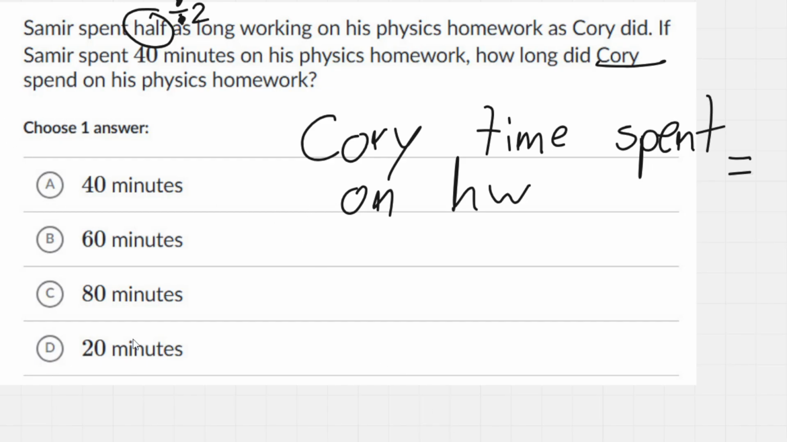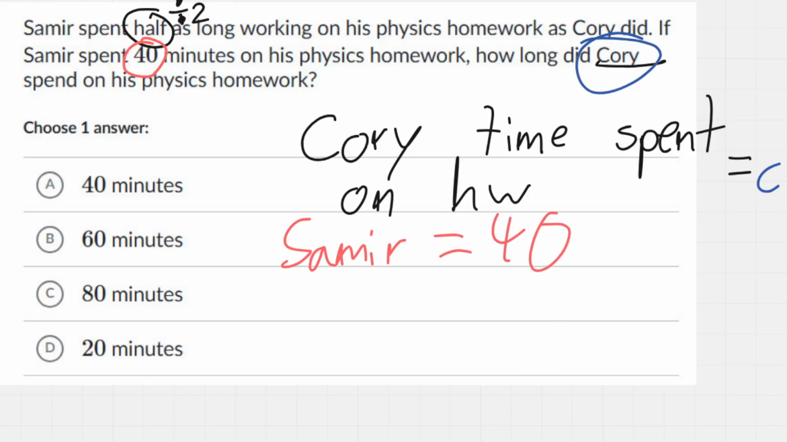Here, then I have to figure out, okay, how do I write that out? Let's say Corey is simply going to be C. Can't really see it. Let's say a different color. Blue. C. We're going to say Corey is blue. And then if Samir spent 40 minutes on his physics homework, okay, that's our next number. I don't like using green when I haven't gotten to the answer. Let's say red, slight red. 40 minutes. So Samir is equal to 40.